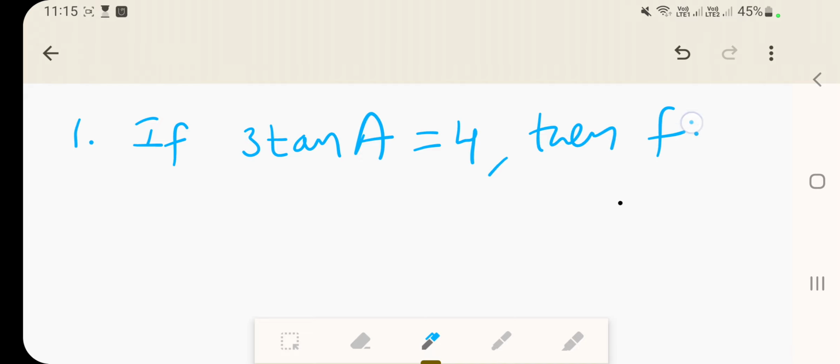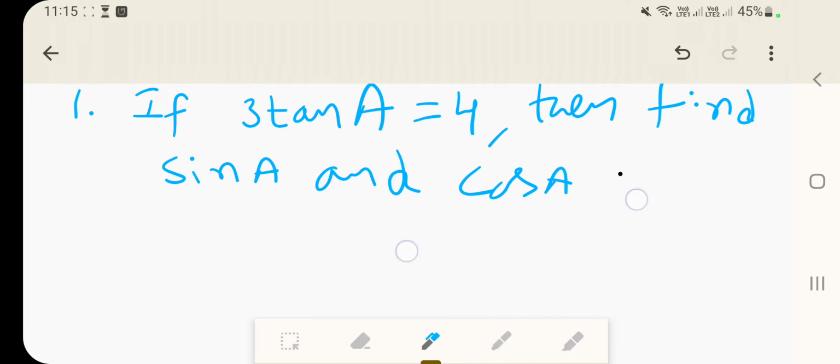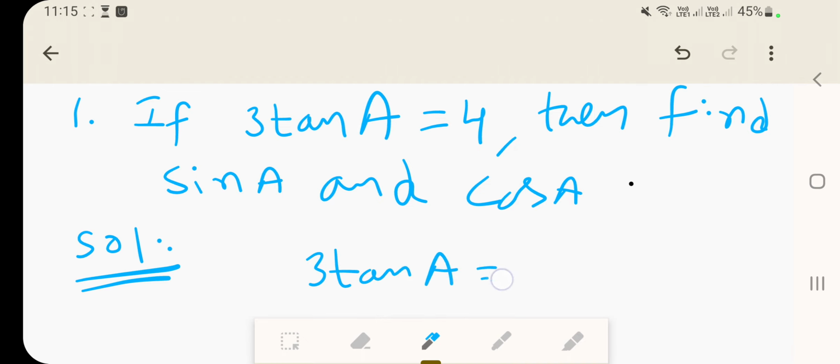then find sin A and cos A. So this is a little typical because it is given here as 3 tan A. It is not directly given as the ratio tan A is equal to something. They have given 3 tan A is equal to 4.